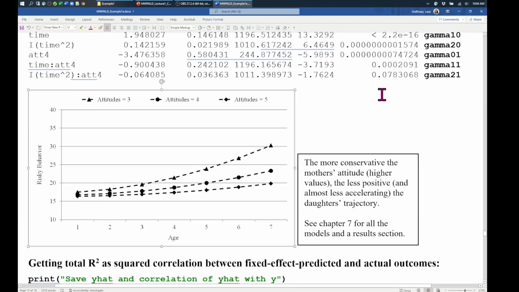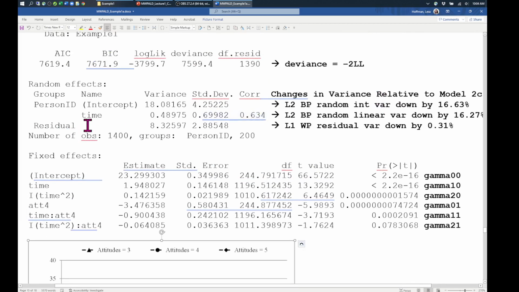And those three terms, respectively: the main effect explained 16% of the intercept variance, the interaction with linear time explained about 16% of the time slope variance, and the interaction with quadratic time actually explained the residual. So this one is a little bit controversial. Some people would say, you can't do that. And to them I would say, I just did.